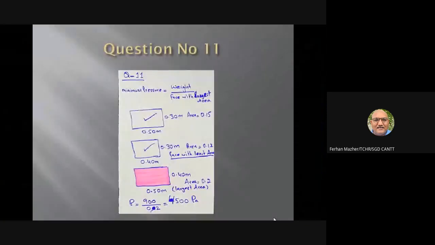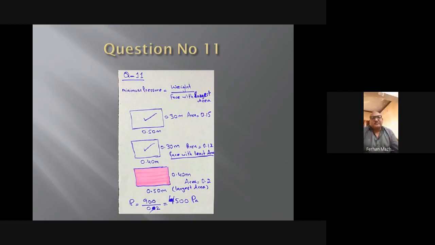So the minimum pressure will be equal to weight divided by the face with the largest area. There are 3 faces. Basically, there are 6 faces, but each 2 are the same. So one face has length 0.50 and width 0.30. Multiply them, the area will be 0.15. Another face is 0.40 multiplied by 0.30, and its area will be 0.12, which will be the least area.